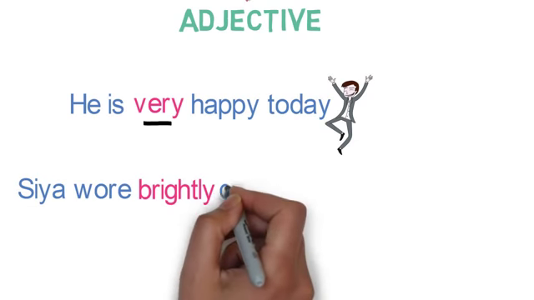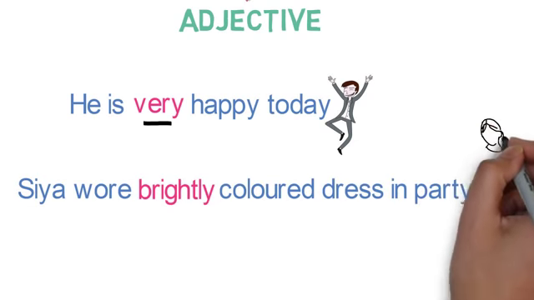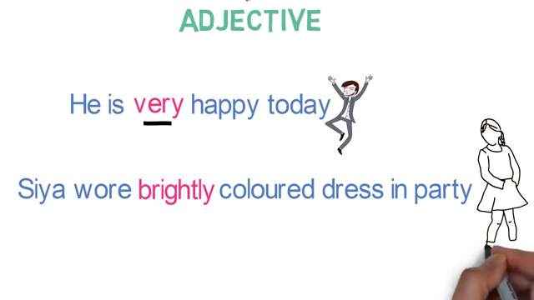Sia wore a brightly colored dress in the party. Here, what is describing her dress? It is color. So color is an adjective. Now what is the intensity of color? It is described by brightly. So it is an adverb here. Now you will have understood the adverb that describes an adjective.